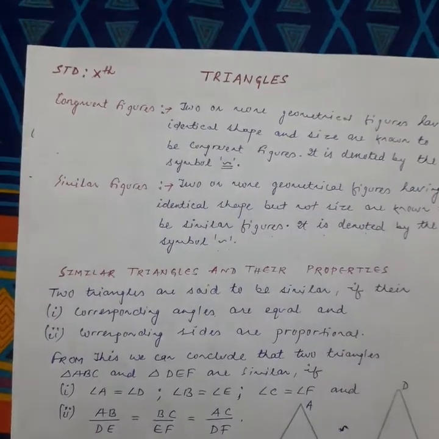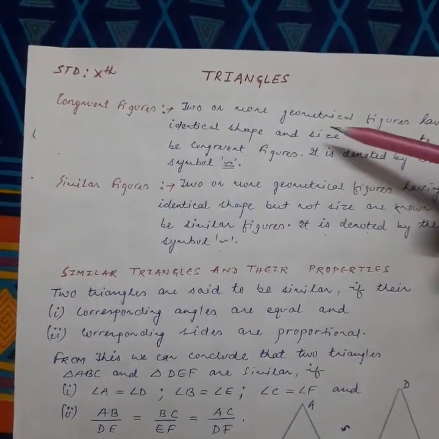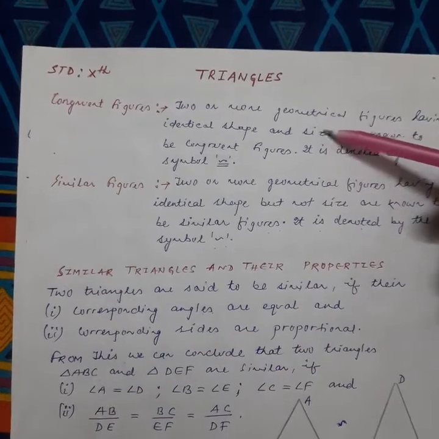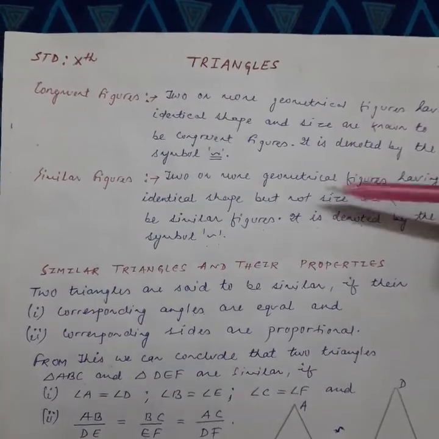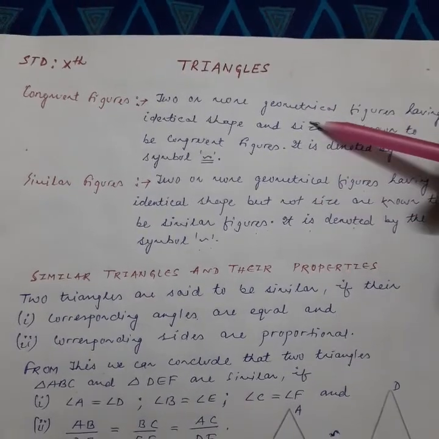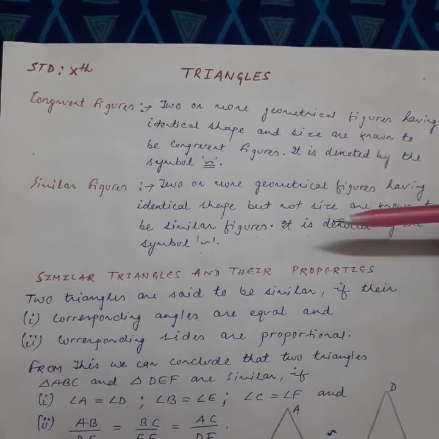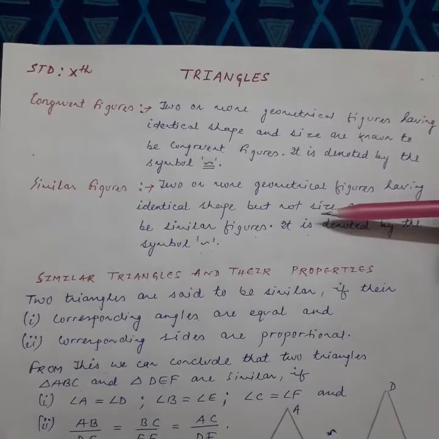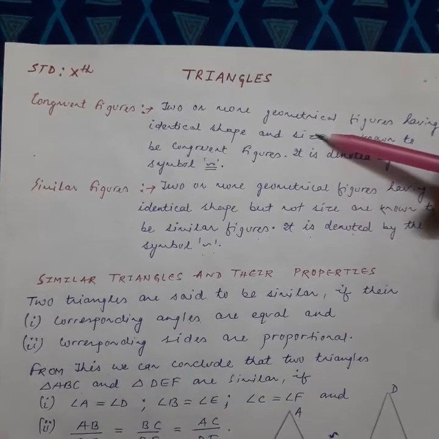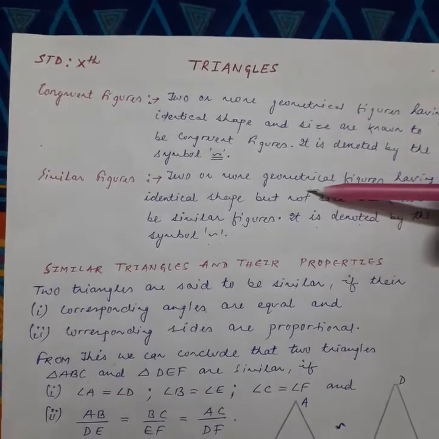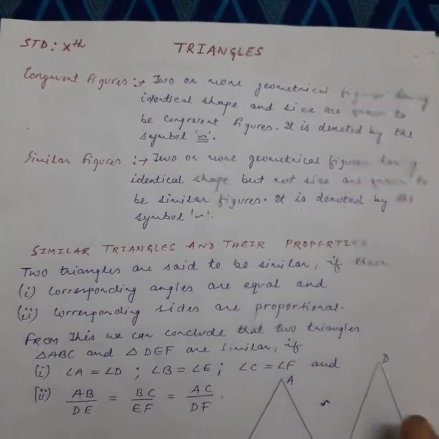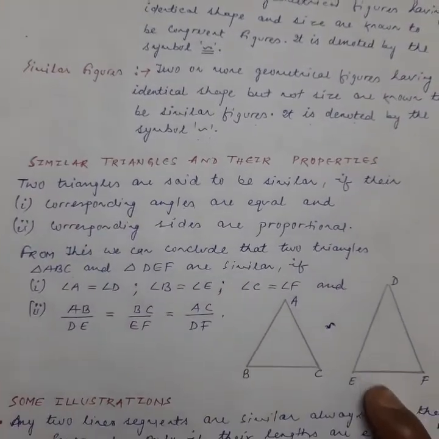So from this we conclude that any two congruent figures can be considered as similar figures, but the vice versa is not true. Means similar figures may be congruent, may not be congruent. It depends upon the sizes: if the sizes are equal, it will be congruent, and if the sizes are not equal, that will be similar only. Let us move further with similarity of triangles and their properties.